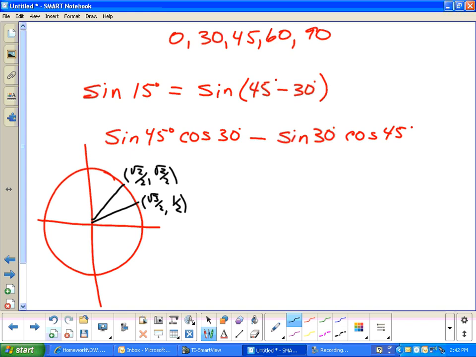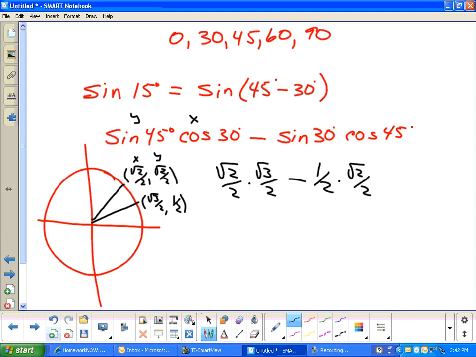So those become the sine and cosine, because sine is your y and cosine is your x. We end up with sine 45, square root of 2 over 2, times cosine 30, square root of 3 over 2, minus sine 30, 1/2, times cosine 45, square root of 2 over 2.